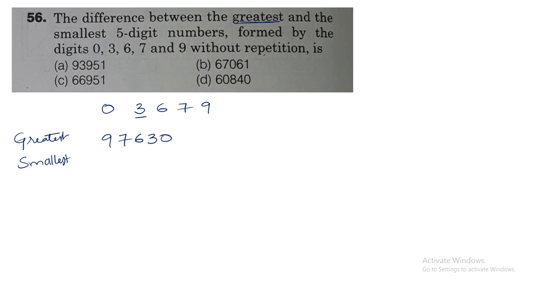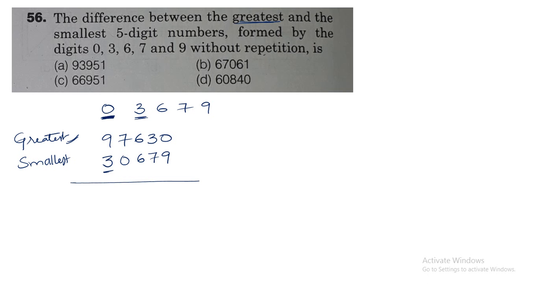First of all, what is the smallest number among these? You should not consider 0, right? So it is 3, 0, 6, 7, 9. For the greatest, what we did, we have taken the digits in descending order: 9, 7, 6, 3, 0. So that is the largest number. For the smallest, since 0 should not be in the first place, we have started with the least nonzero digit followed by the remaining. So 3, 0, 6, 7, 9.